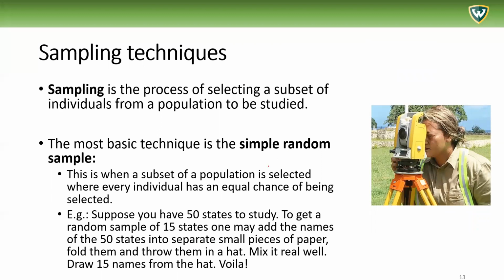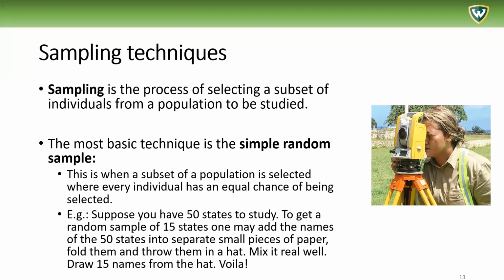So how does this happen? Let's use this example here. Suppose you have 50 states to study. You want to study how bees appear across the 50 United States, but you don't really have time to go to all the 50 states. So you say, okay, I only have enough funds to look at 15 states.